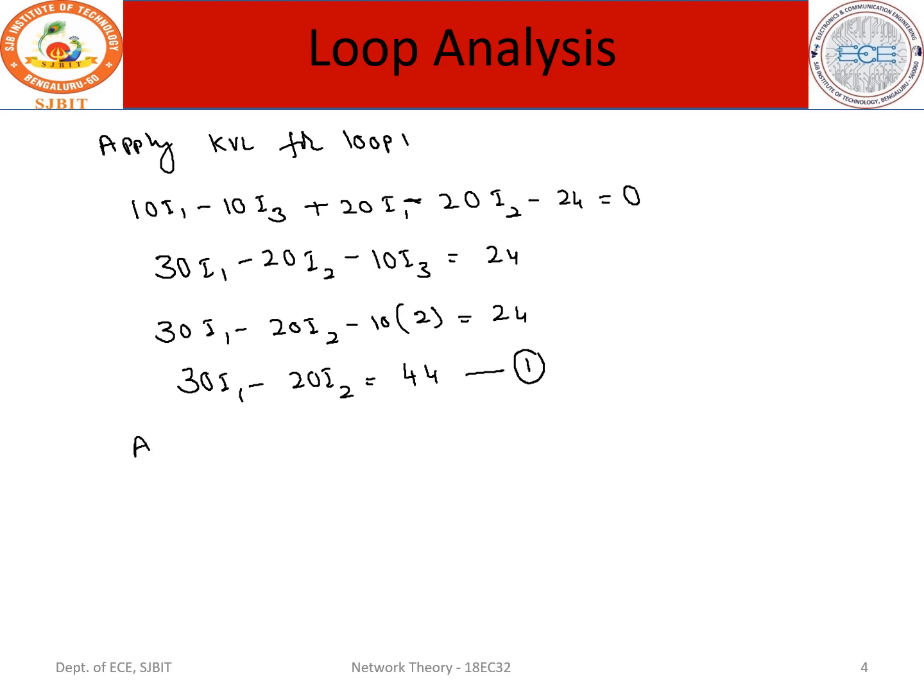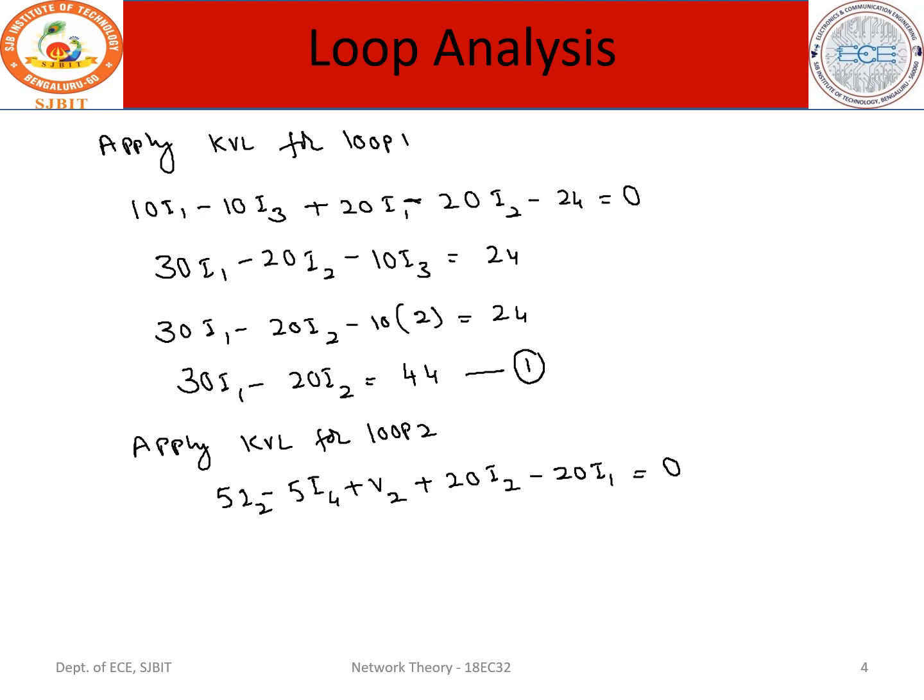Next, apply KVL for loop 2. Write the equation: 5I2 minus 5I4 plus V2 plus 20I2 minus 20I1 is equal to 0.